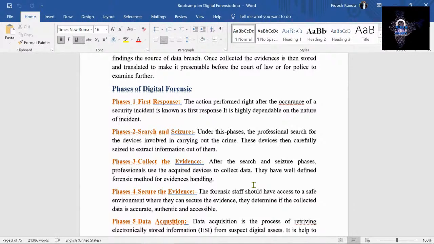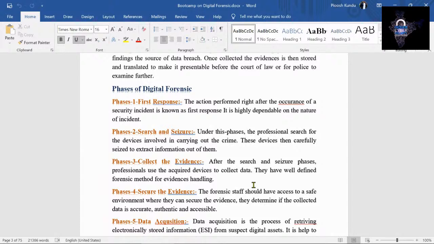Now, phase two is the search and seizure phase. Under this phase is the professional search for the devices involved in carrying out the crime. These devices are then carefully seized to extract the information out of them. Now, phase three is to collect the evidence. After the search and seizure phase, the professionals use the acquired devices to collect the data, and they have well-defined forensic methods for collecting and handling the evidence.